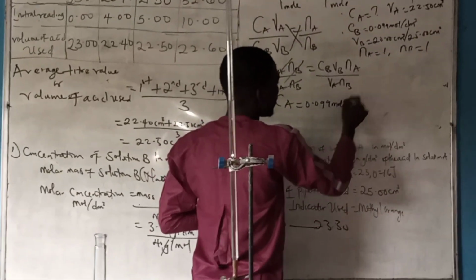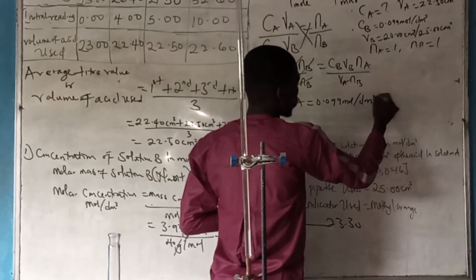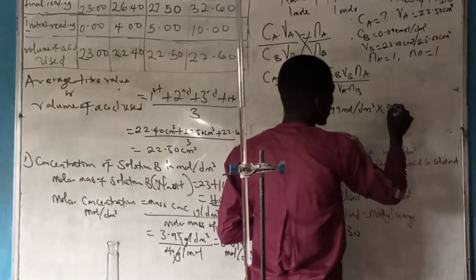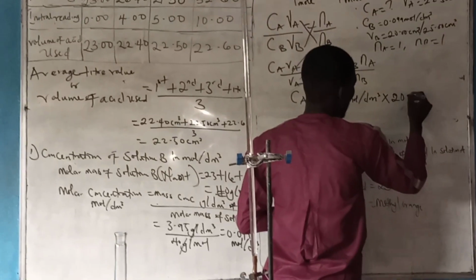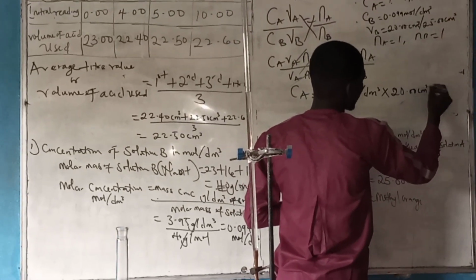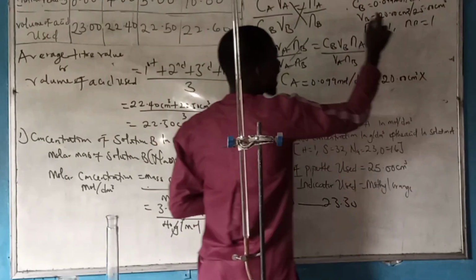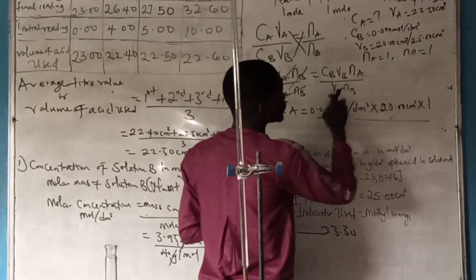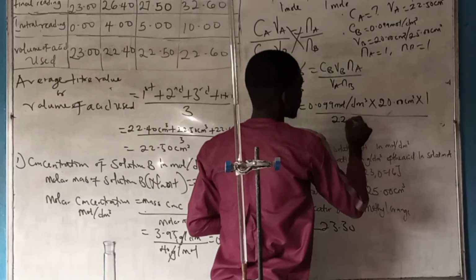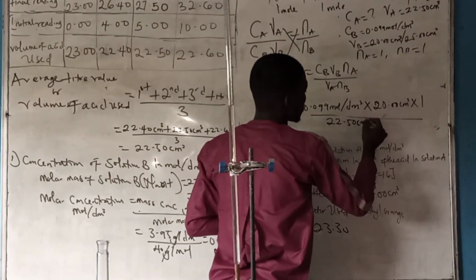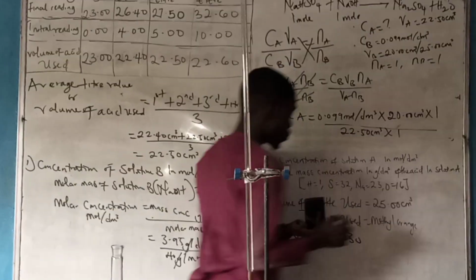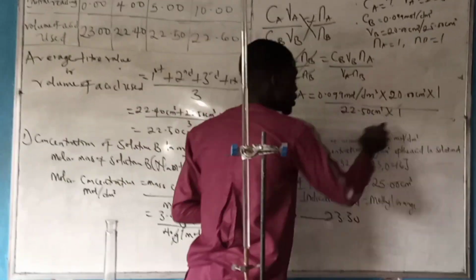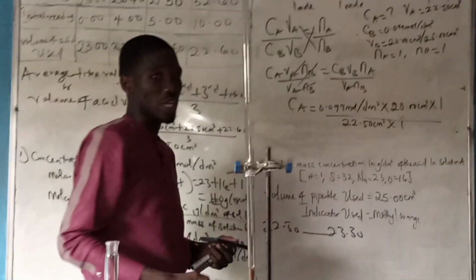0.099 mole per dm³ times our VB is what? So let's use 20 cm³ times our NA. We have 1, right? So class, what's our VA? 22.50 cm³, right? Times what? 1. Are you with me now? So with this now, it shows that you know what you are doing.